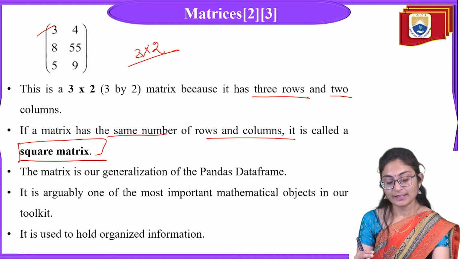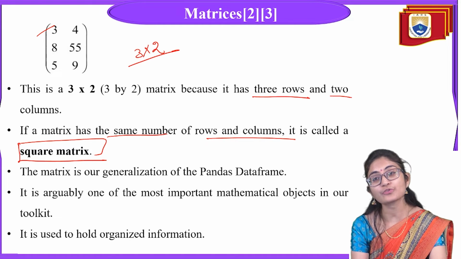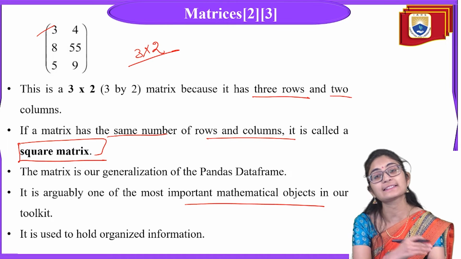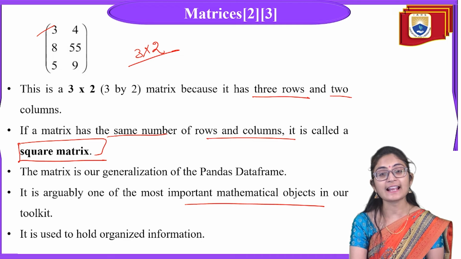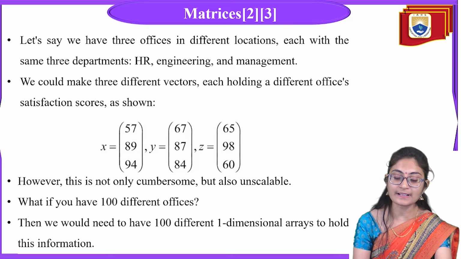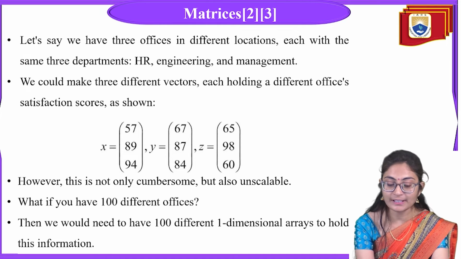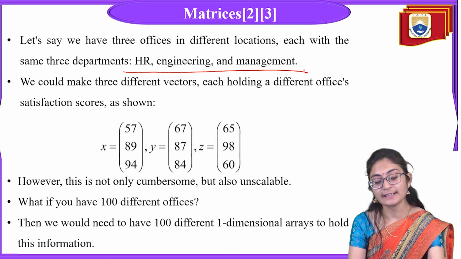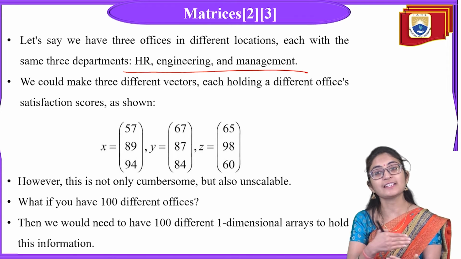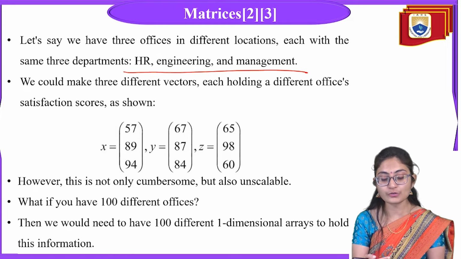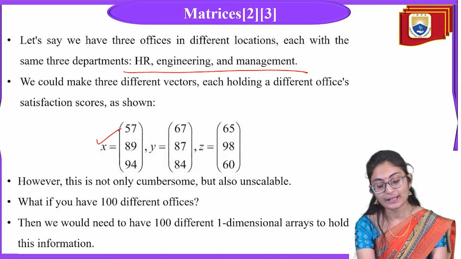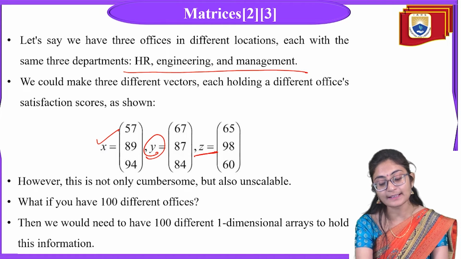Actually, it is arguably one of the most important mathematical objects in our toolkit, and we have to organize the information. We can say that a matrix contains some organized information. This organized information we can show in the form of these things: HR, engineering and management. And these 3 vectors each hold their own values, their own score. X has values 57, 89 and 94. There is a Y value and there is a Z value.